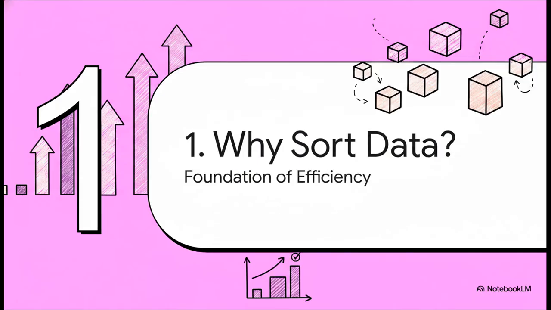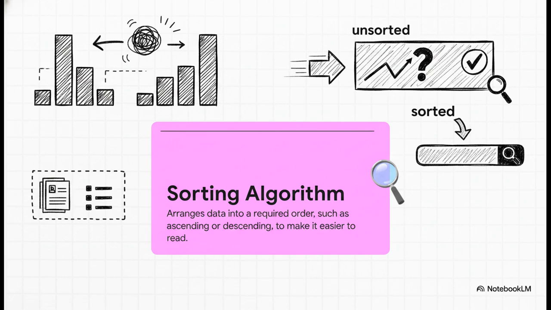All right, kicking things off with section 1, why sort data, the foundation of efficiency. So, what exactly is a sorting algorithm? Well, at its core, it just arranges data into a specific required order, like ascending from smallest to largest, or descending. This is absolutely crucial because a sorted list can be searched infinitely more efficiently than an unsorted one. It essentially turns a chaotic, messy list into something a computer can process in a snap.